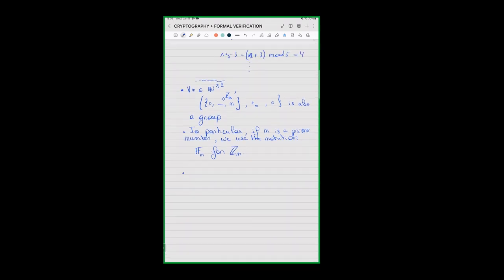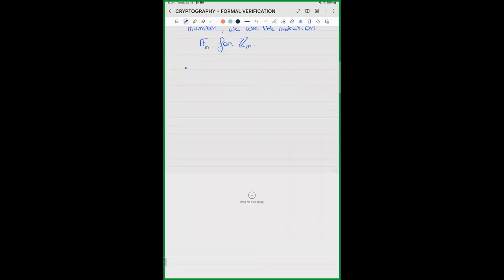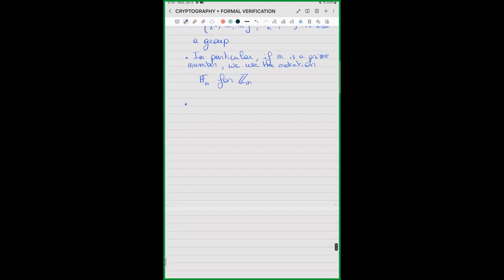Another type of group, we're not going to see it now, but we're going to see it later. I'm not going to describe what they are at the moment. But another type of group is what we call the elliptic curves. Very, very important. We're going to see it later.